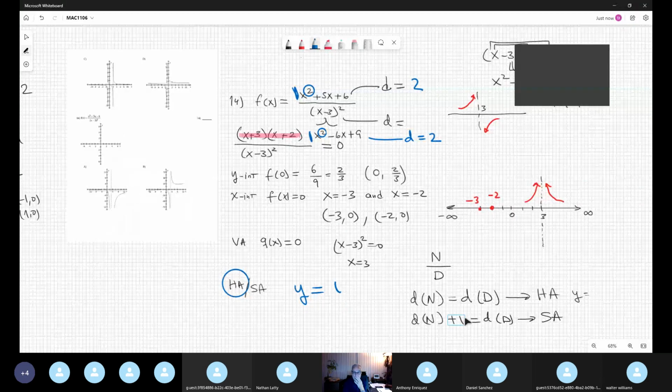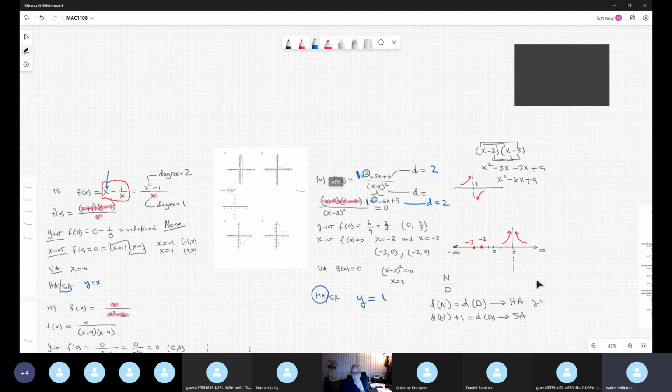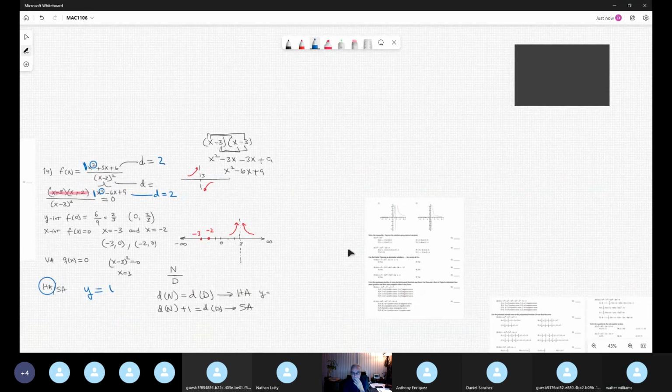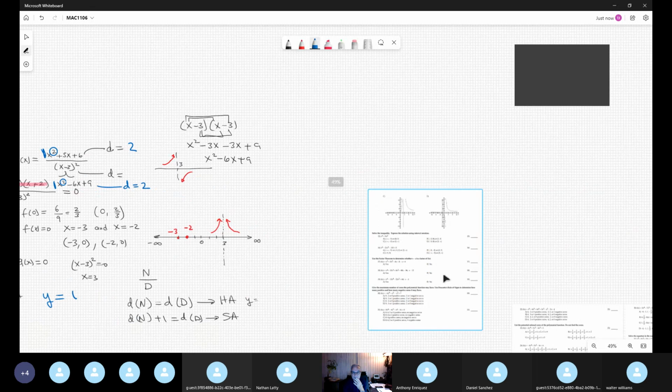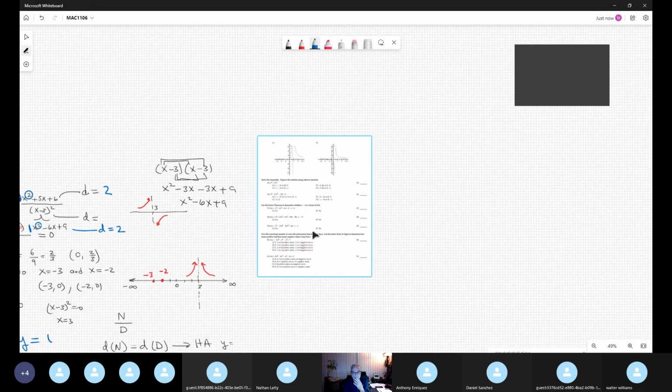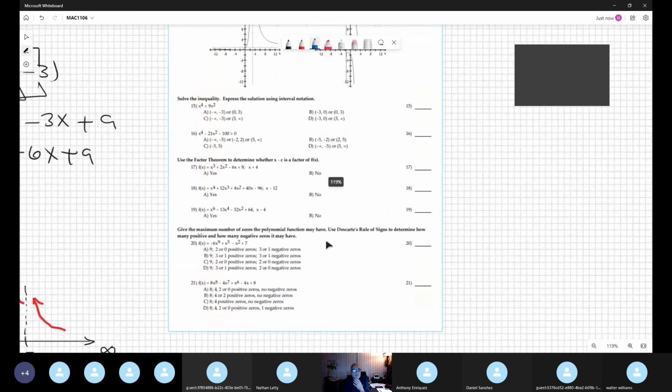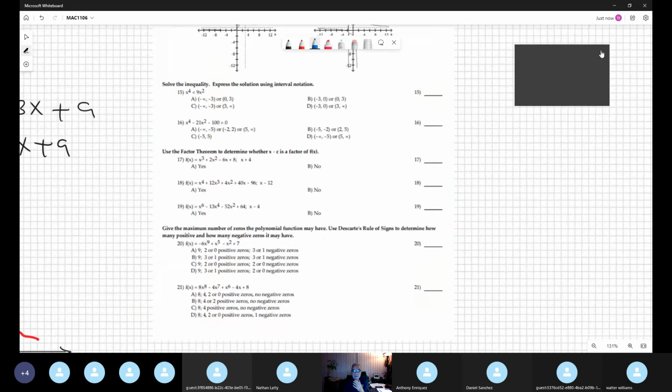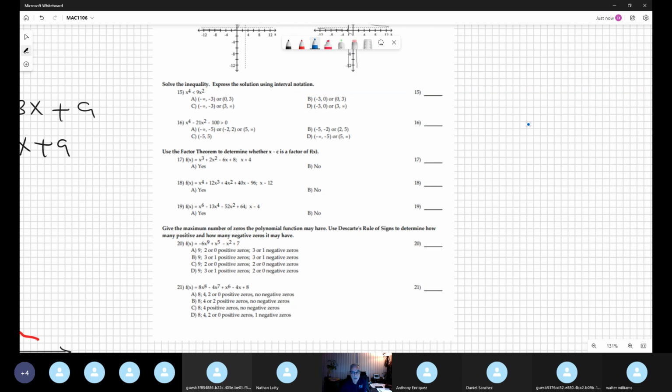Walter, do you see the whiteboard? Yes, I see it. Look at that page we are doing. We are doing 15 first. 15, I want to copy. 15 is the inequality x to the 4th power less than 9x squared.